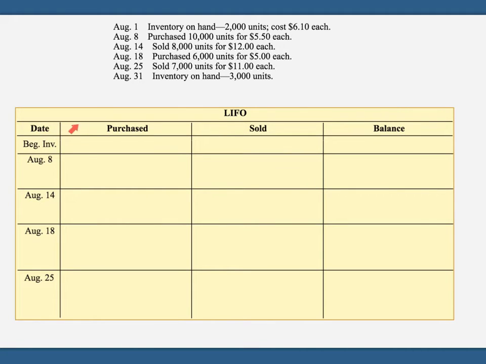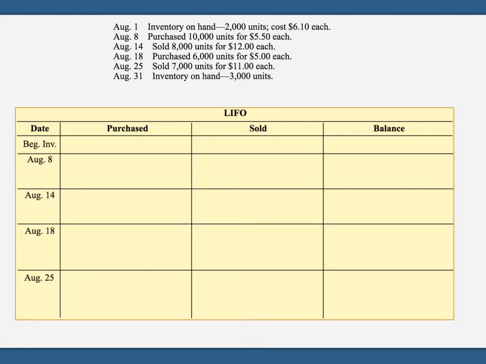So here I have a table for the LIFO method, which we'll do first, and we track the date of each transaction, whether it was a purchase, whether it was sold, and the end balance of inventory at that time. And with the perpetual system, which is the type of problems we're doing right now, you constantly update the inventory count after a purchase or sale, versus a periodic inventory system where you do it at the end of a period, for example, at the end of August.